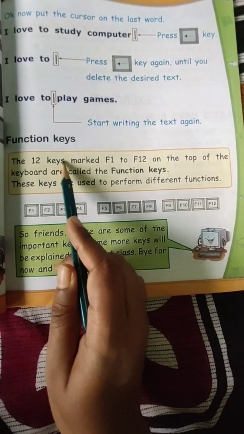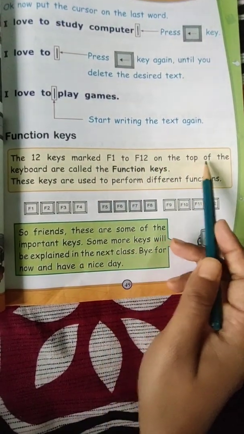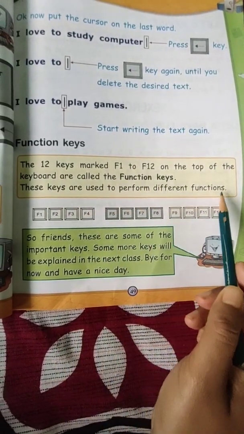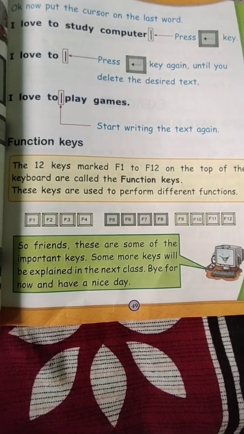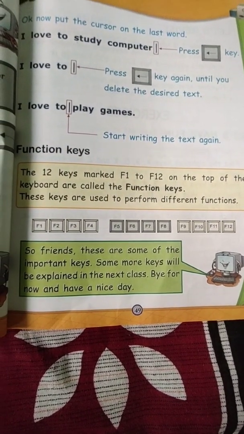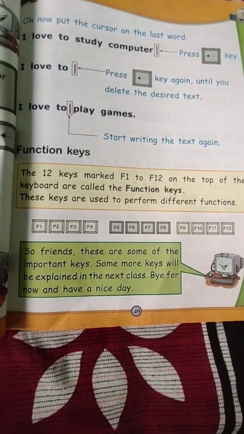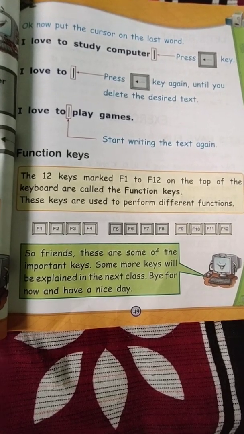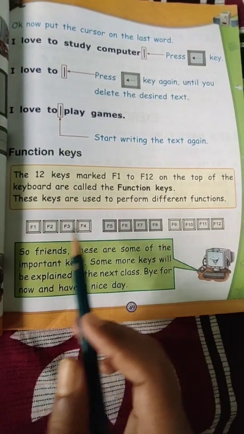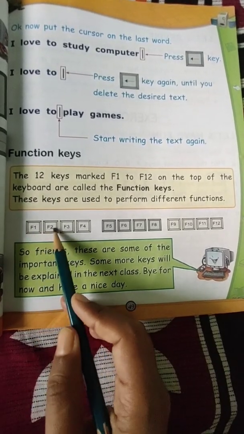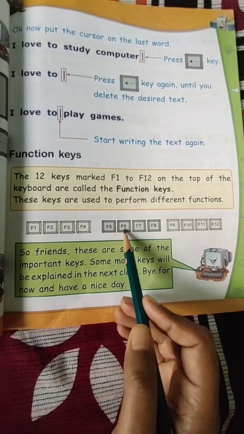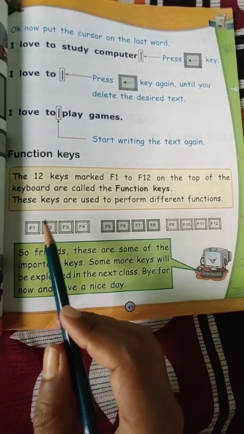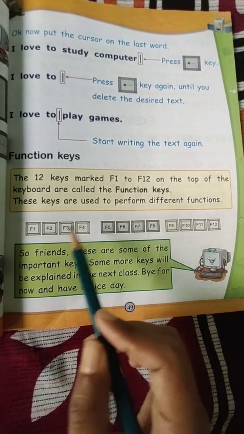Function keys. The 12 keys marked F1 to F12 on the top of the keyboard are called the function keys. These keys are used to perform different functions. So what is a function key? The keys from F1 to F12 are function keys, and the function keys have different functions. So you can see here the function keys F1, F2, F3, F4, F5, F6, F7, F8, F9, F10, F11, F12. So there are 12 function keys and each function key has a different function.